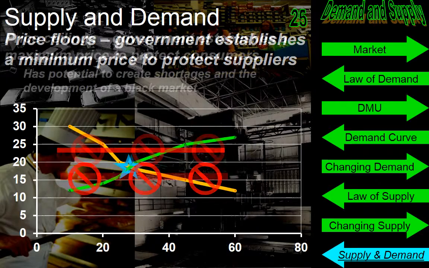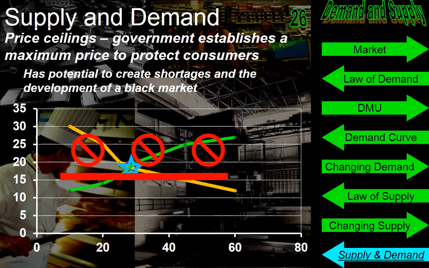Also, the government can set a price ceiling, saying that you cannot charge more than this. So, even though the equilibrium price would be, say, $18 on the chart on slide 26, we could set the ceiling at 15. And we see that there's about 25 being supplied and about 45 being demanded. That's a shortage.